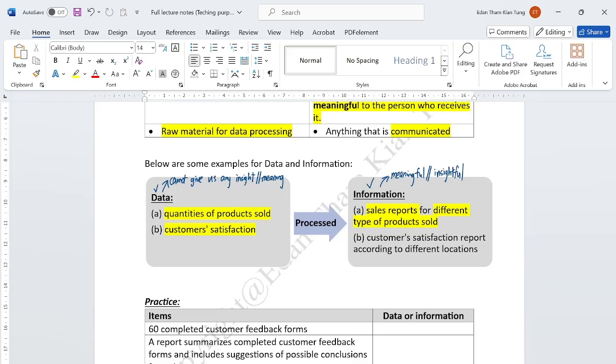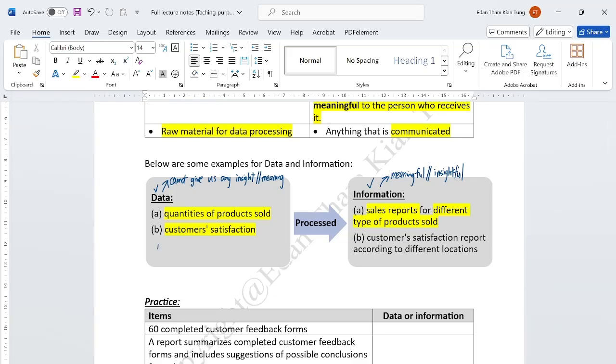If you don't believe, ask yourself, when you use Grab, what is the rate you give your Grab driver? 5. Wow, all of you very kind and generous. So cuma kasih 5 punya. Because the driver diam only drive, never find you top one. I see.